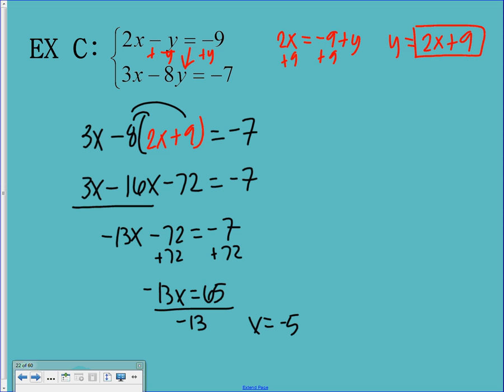Again, I need to get my x and my y, so I'm going to plug it back into the expression I found over here. So 2 times negative 5 plus 9 means my y value is negative 1. So my final answer is an ordered pair, x comma y. So negative 5, negative 1.